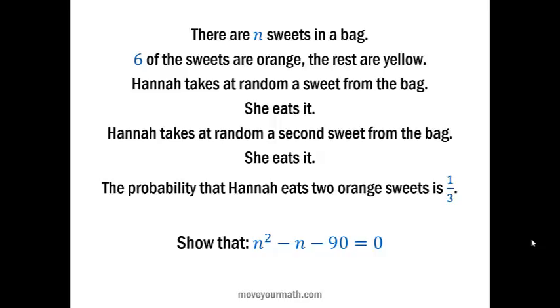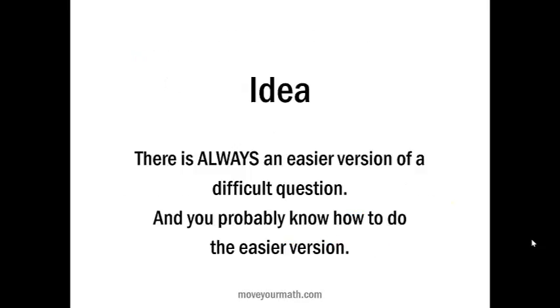What we're going to do is look at some of the underlying theory, the underlying probability stuff that fits into this question, and then see how to apply that to tackle this question. The essential idea I'm going to be exploring is there's always an easier version of a difficult question, and you probably know how to do it.